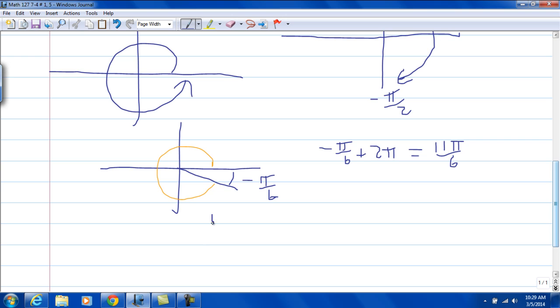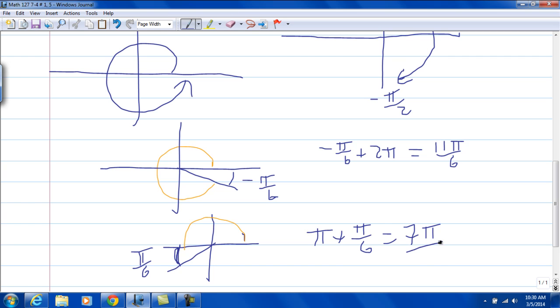But we also have the value over in this third quadrant, where the reference angle is pi over 6. Sine's negative in that part, so pi over 6 is our reference angle for that quadrant. So how much do we need to add to that? Well, pi more. So pi plus pi over 6 is going to be 7 pi over 6.